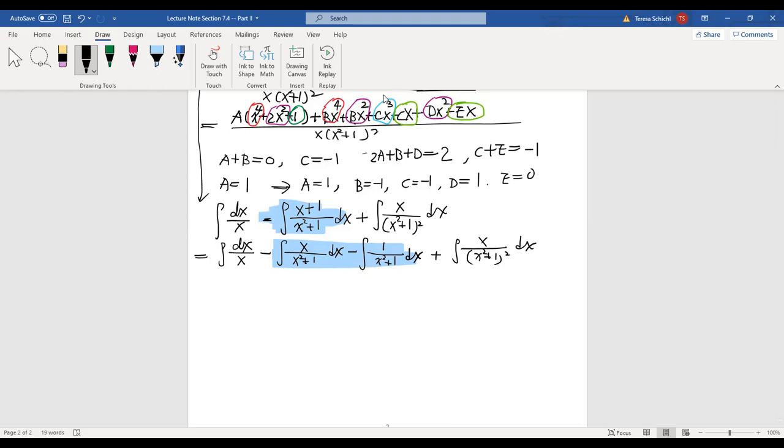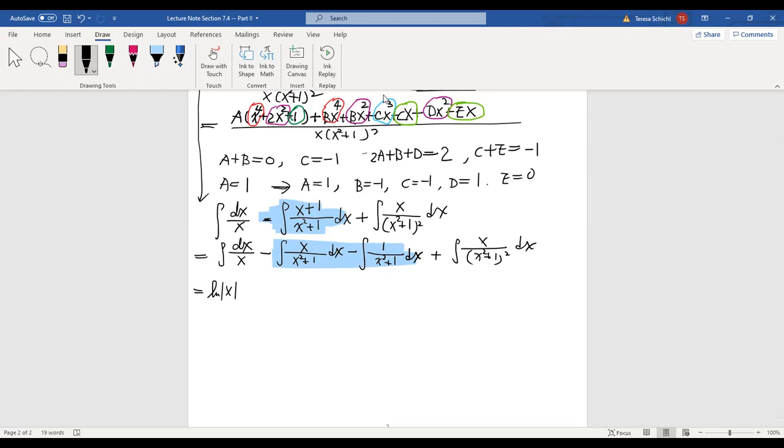Okay, so now let's take a look at the one I know how to do. Okay, so this is easy. So what is the integration? 1 over x is the natural log of x. Okay, now this one, for this one, x over x squared plus 1. How do I do that?